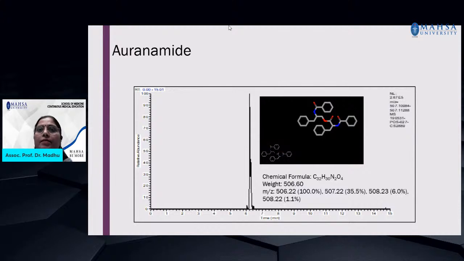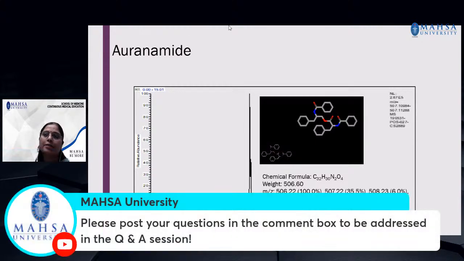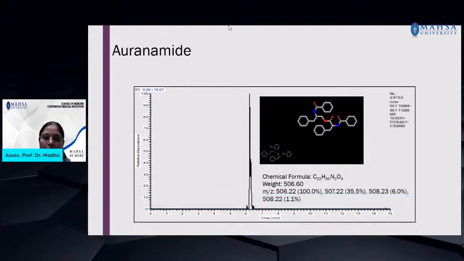the constituents. So this is auronamide. It is identified by comparing its mass and mass fragmentation. And this slide shows the HPLC profile of this peak, and it was eluted at a retention time of 6.3 to 6.4 minutes, and the molecular weight is 506.60.